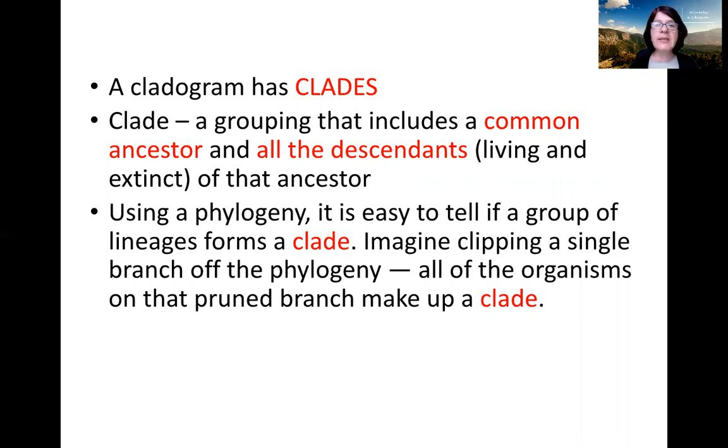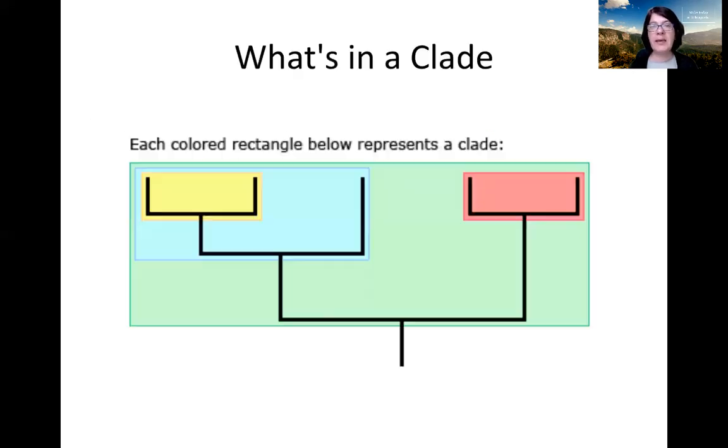Using phylogeny, it is easy to tell if a group of lineages forms a clade. Imagine clipping a single branch of the phylogeny. All of the organisms on that pruned branch make up a clade. So what's in a clade? Each colored rectangle below represents a clade. What I want you to notice is that the clade contains the branch point, which is the common ancestor, as well as the two branches, the two descendants, as you can see in the yellow clade.